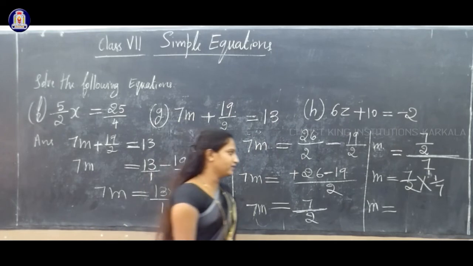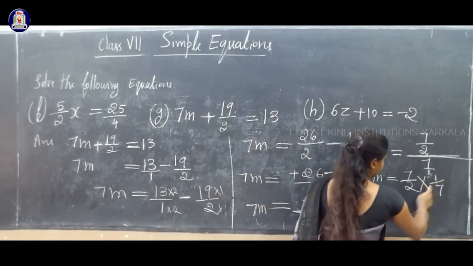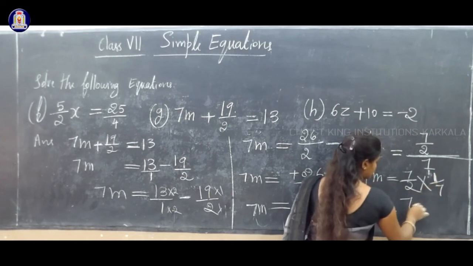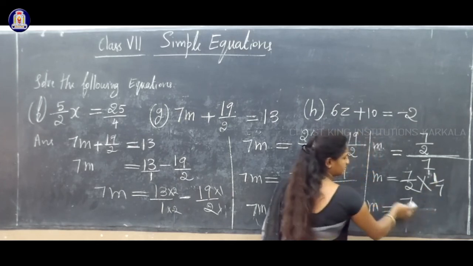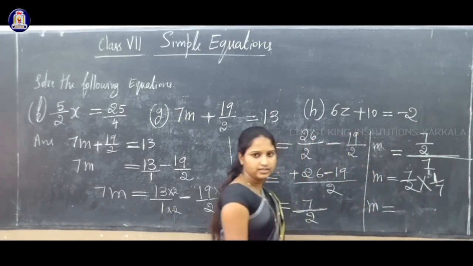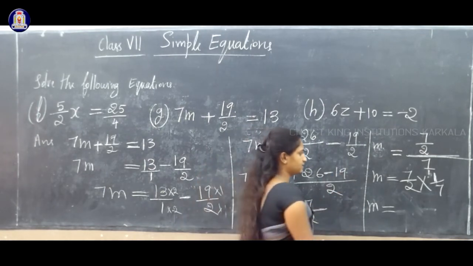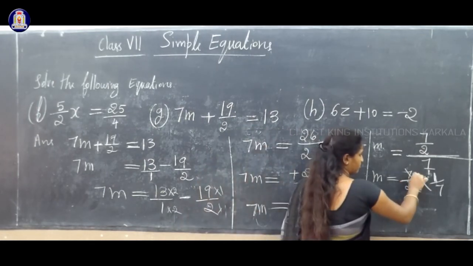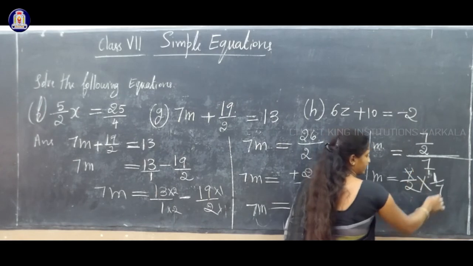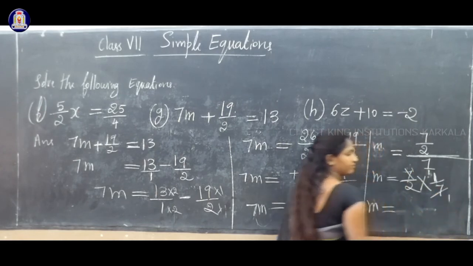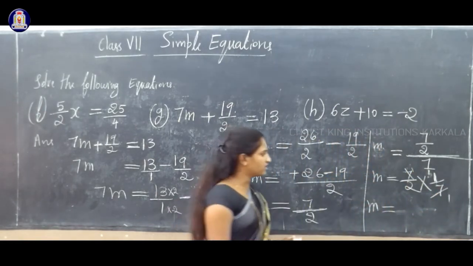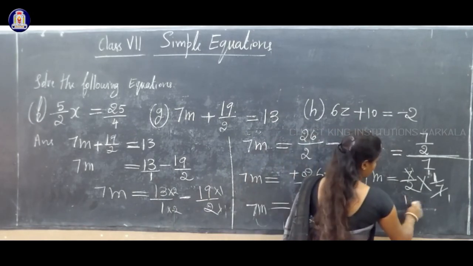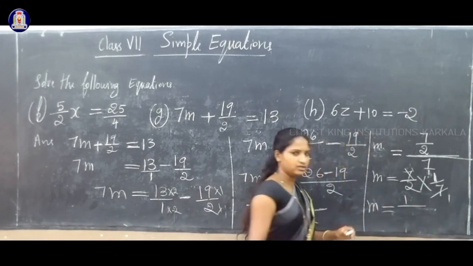to multiply the numerator, 7 into 1, which is 7. Or you can do it like this: you can cancel this term. Instead of multiplying, you can simplify. 7 ones are 7, 7 ones are 7. So what is remaining in the numerator? 1 is in the numerator. Correct?